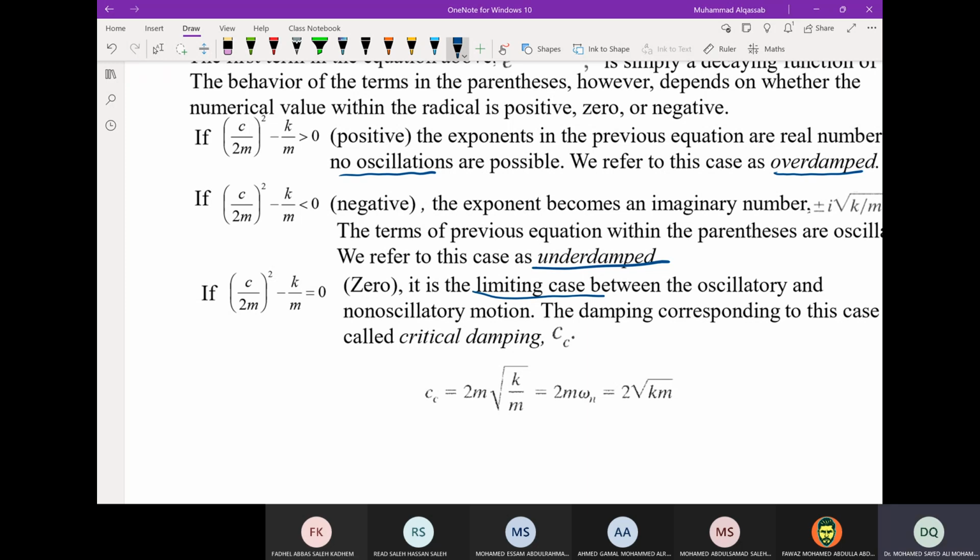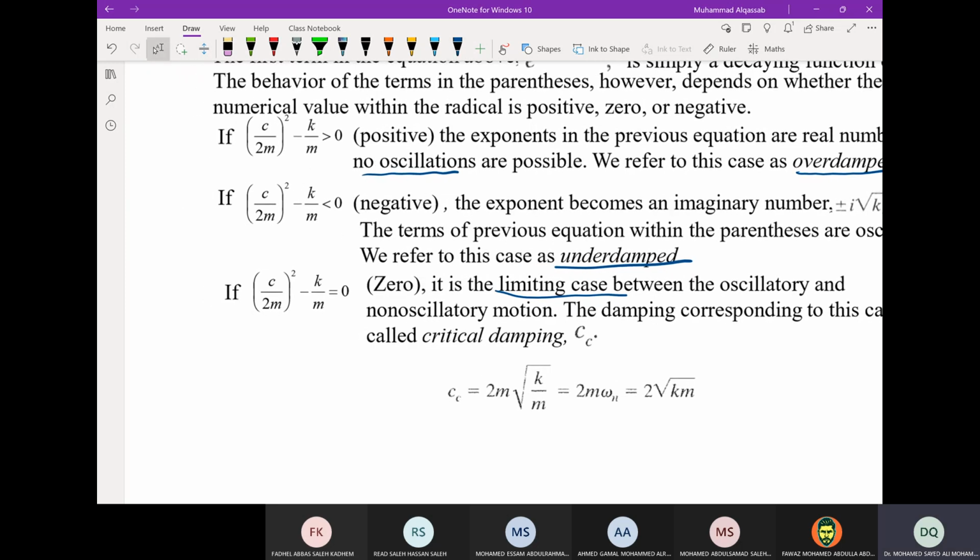And this is called the critical damping. Critical does not mean dangerous. It just means the transition. This is the transition case. And we call this value of C that gives you critical damping Cc. This is called the critical damping coefficient.